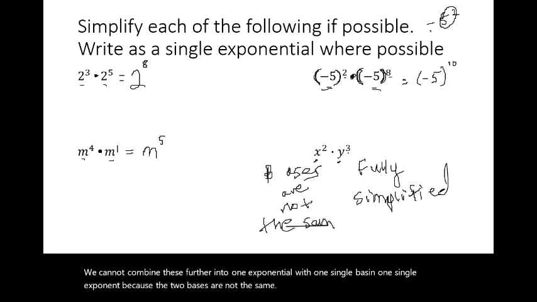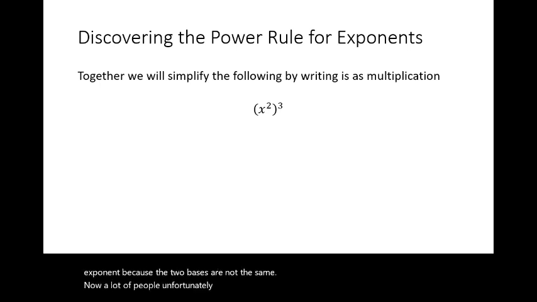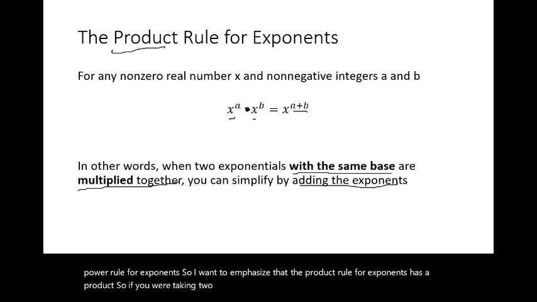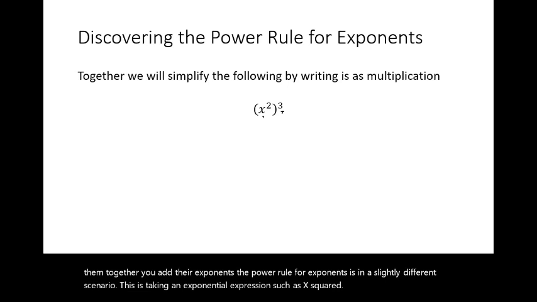Now, a lot of people, unfortunately, mix up the product rule for exponents with this other rule, the power rule for exponents. So I want to emphasize that the product rule for exponents has a product. If you were taking two different, separate exponential expressions and multiplying them together, you add their exponents. The power rule for exponents is in a slightly different scenario. This is taking an exponential expression such as x squared and raising it to another power.